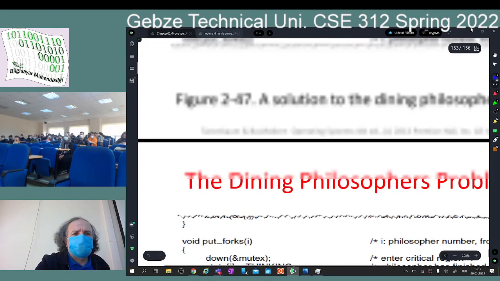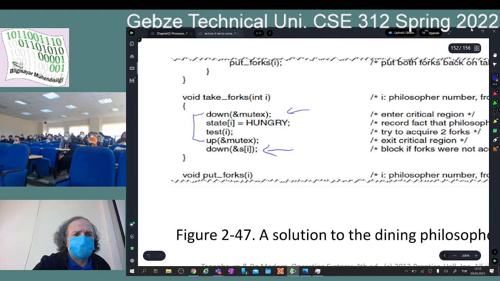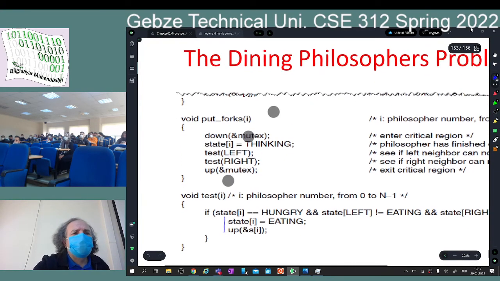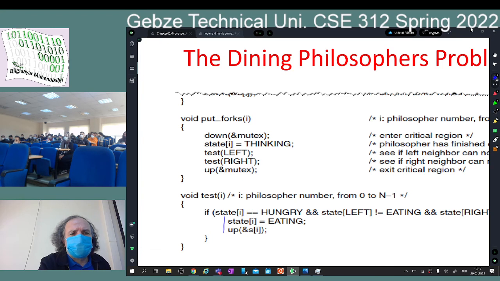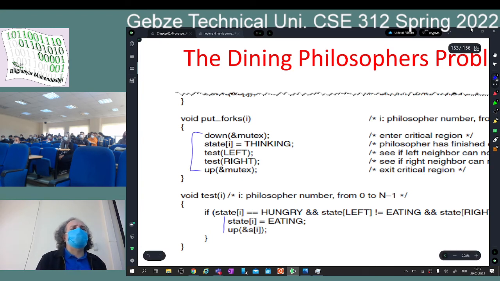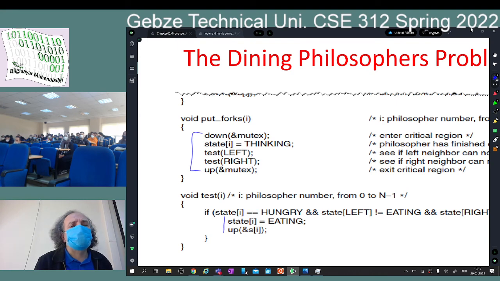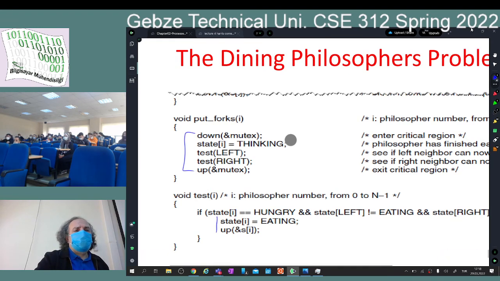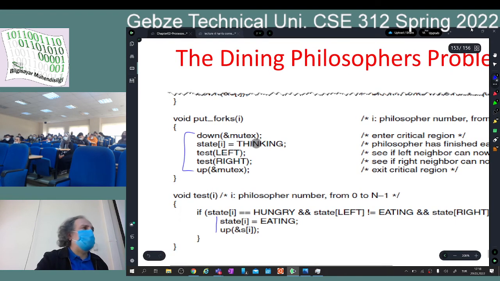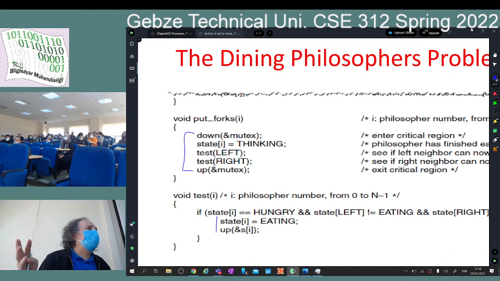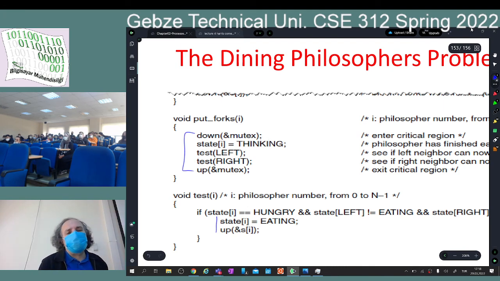Remember this was take forks. Let's look at put forks. Let's go into the critical region. If I am inside the critical region, nobody else can be in there, right? If I am done eating, I will set my state to thinking. I am not hungry. I am not eating. And I will call test for the philosopher on my left and on my right 2 times.